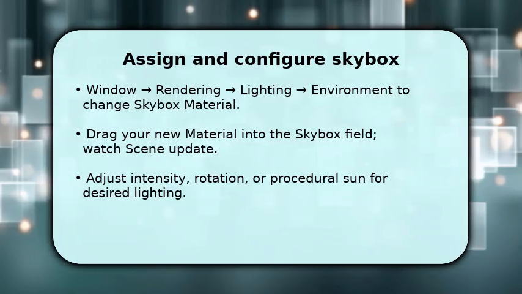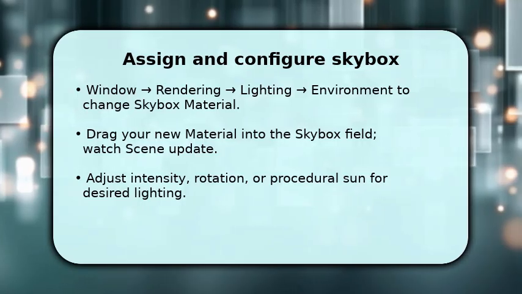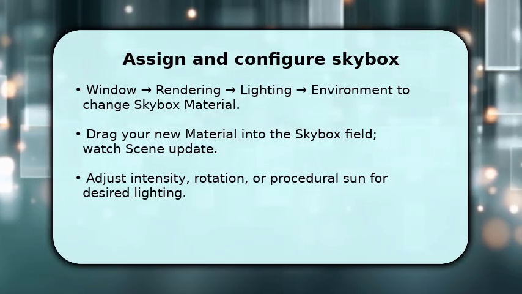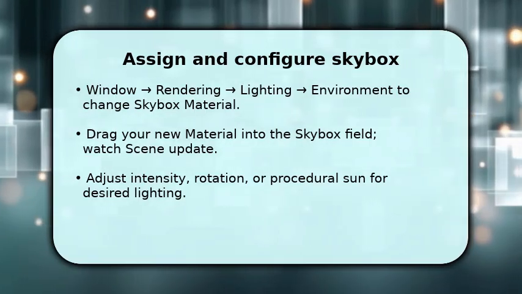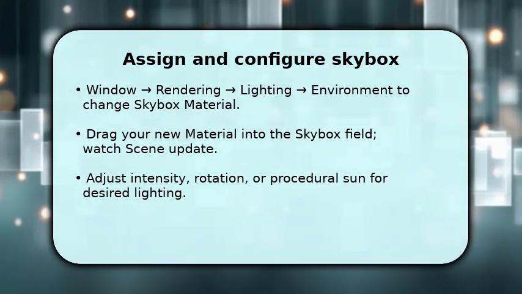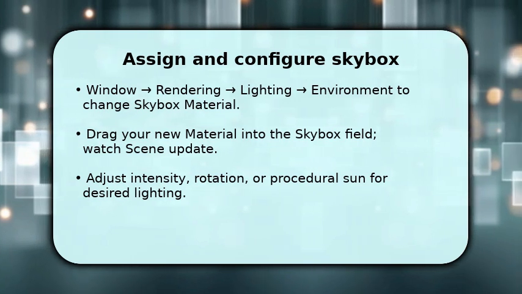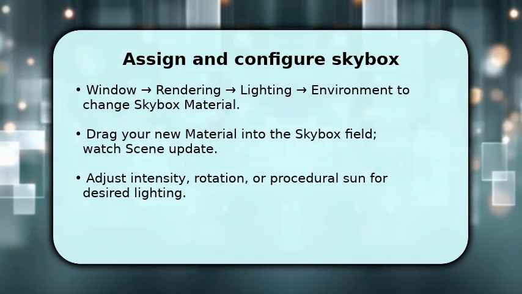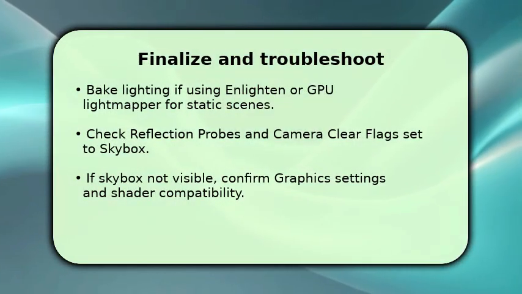Next, rotate the skybox or adjust exposure and ambient intensity so reflections and global illumination match your art direction. Because the sky influences reflection probes and baked lighting, always preview with your main cameras and probes enabled to ensure consistent results across platforms. Finally, bake lighting if your scene uses baked GI so the new sky affects indirect light.